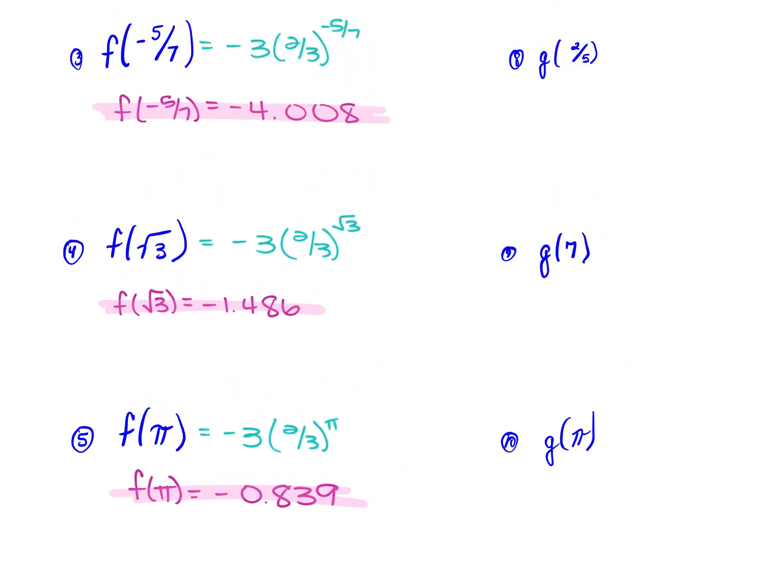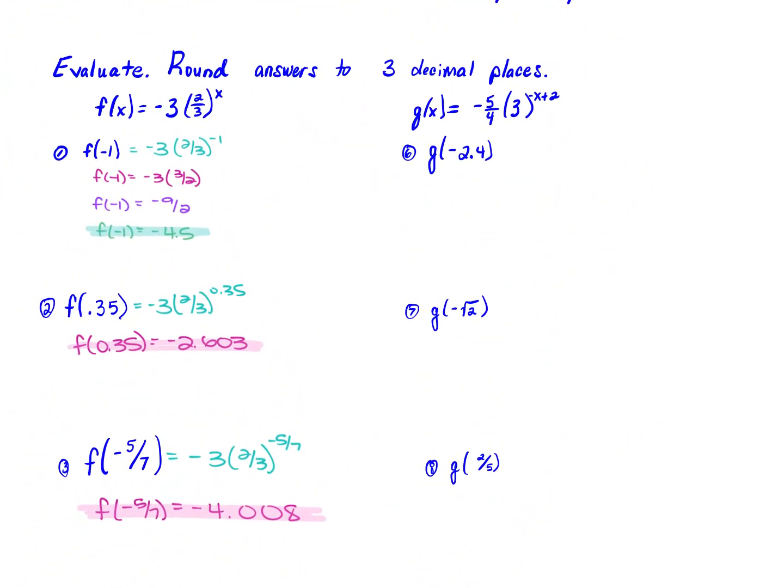We're going to scroll back up. And now we're going to use the function g of x is equal to -5/4 times 3 to the power of the opposite of x plus 2. The first one that we're going to work with is g of -2.4. So this is going to equal -5/4 times 3 to the power of the opposite of -2.4 plus 2.